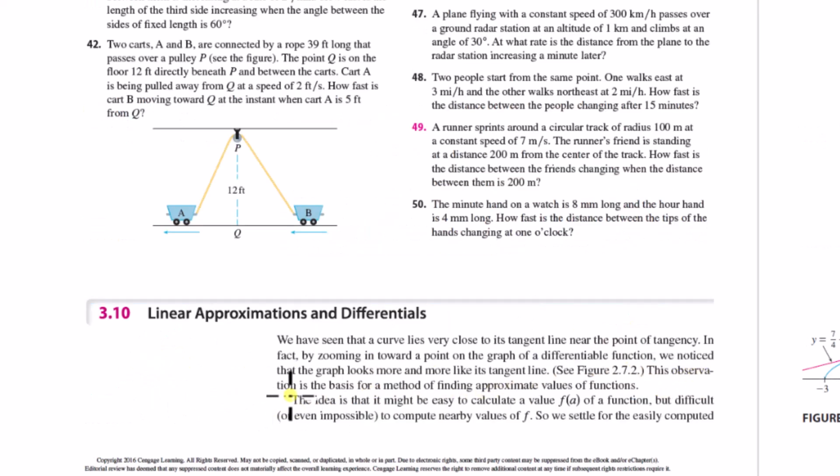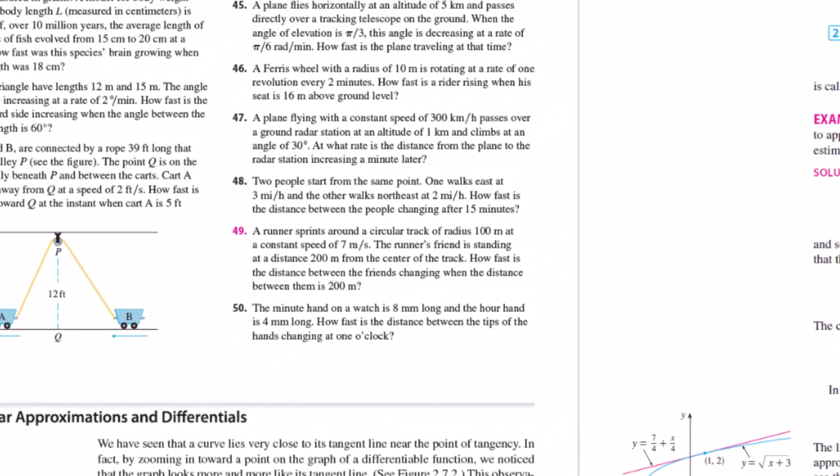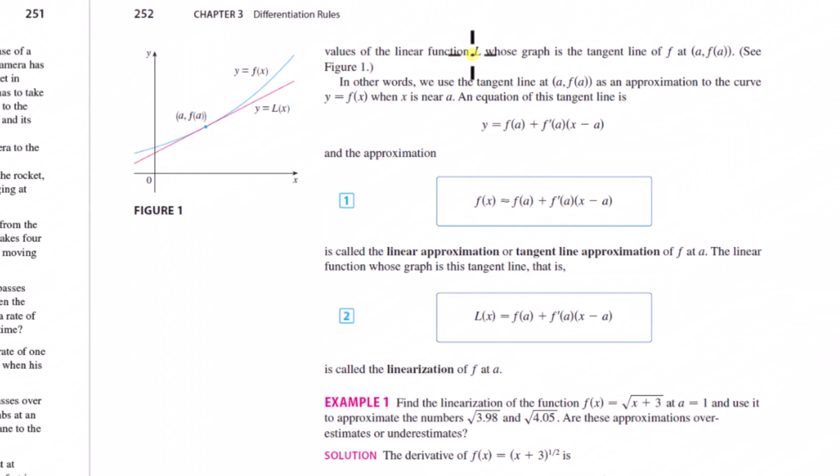This observation is the basis for a method of finding approximate values of functions. The idea is that it might be easy to calculate a value f of a of a function, but difficult or even impossible to compute nearby values of the function, values that are nearby a, like f of a plus 0.1. So we settle for the easily computed values of the linear function L, whose graph is the tangent line of f at a, f of a.